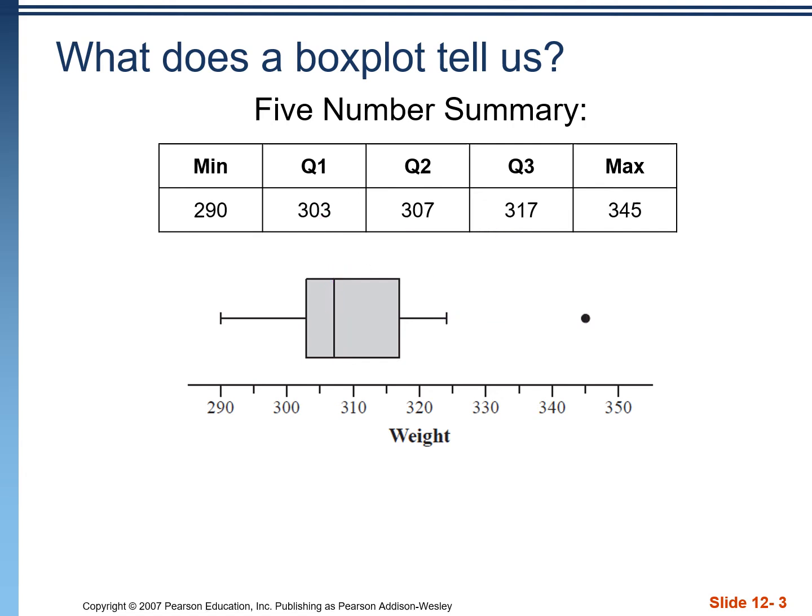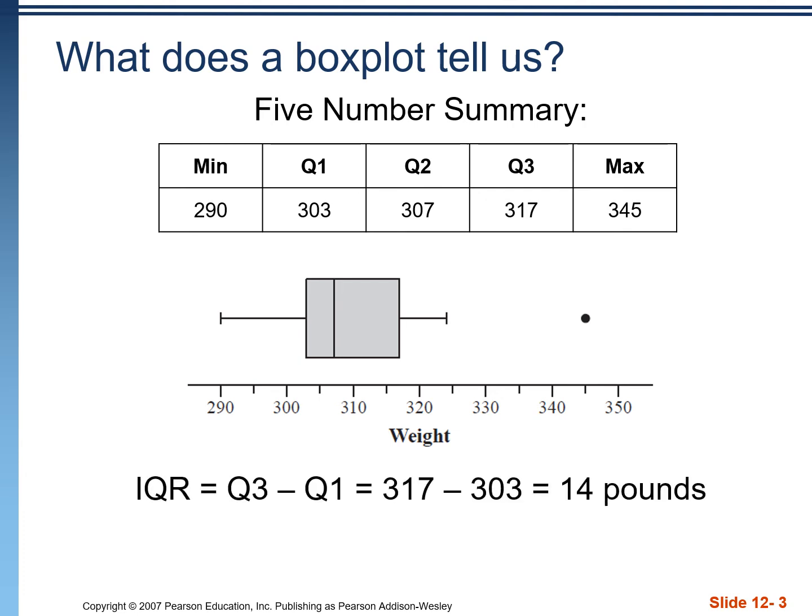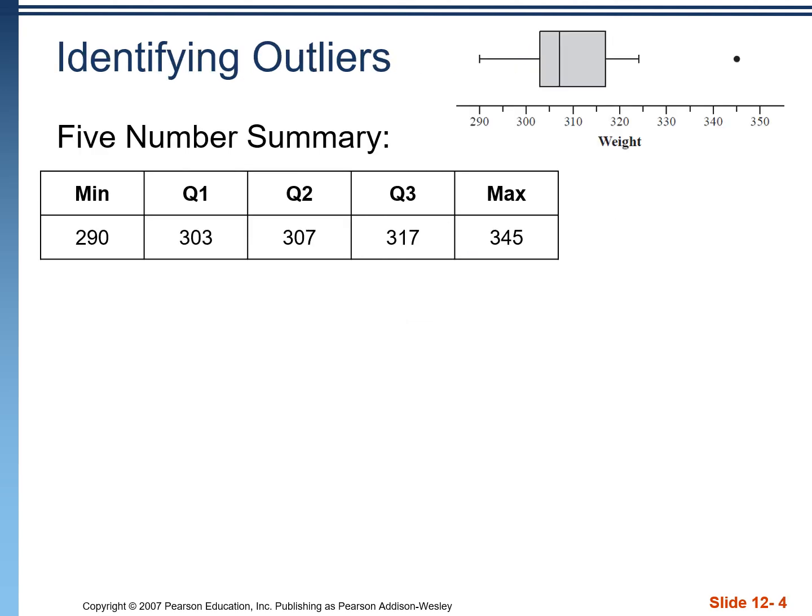The last thing that we can get from a box plot that we haven't talked about yet is the IQR. It stands for the interquartile range, and that's telling us the difference between quartile 1 and quartile 3. We just subtract them, and that's shown as the width of this box. So this box is 14 pounds wide. Now, how do we know that this point up here is an outlier? We would have to check the IQR rule.